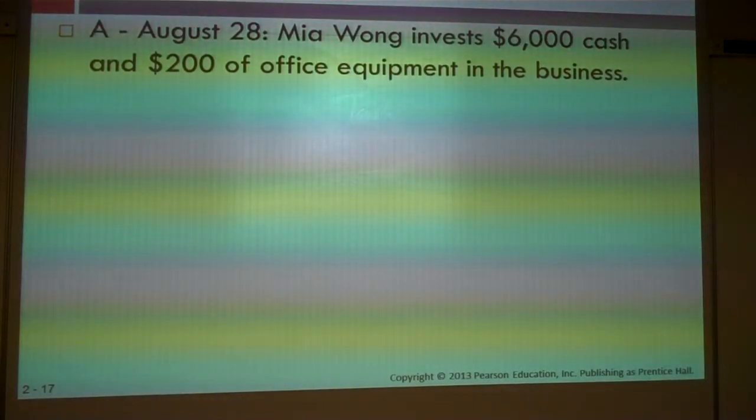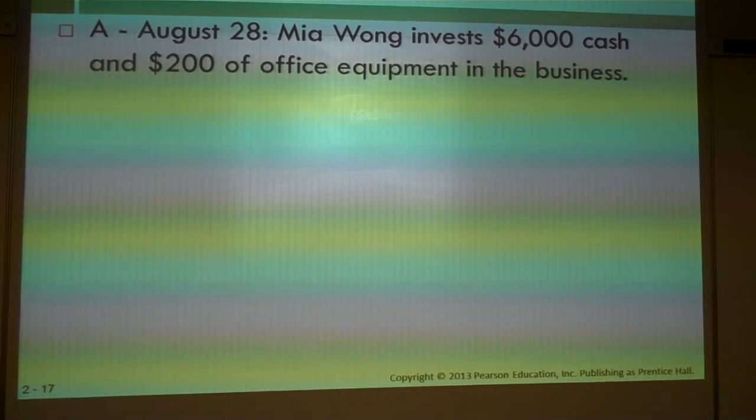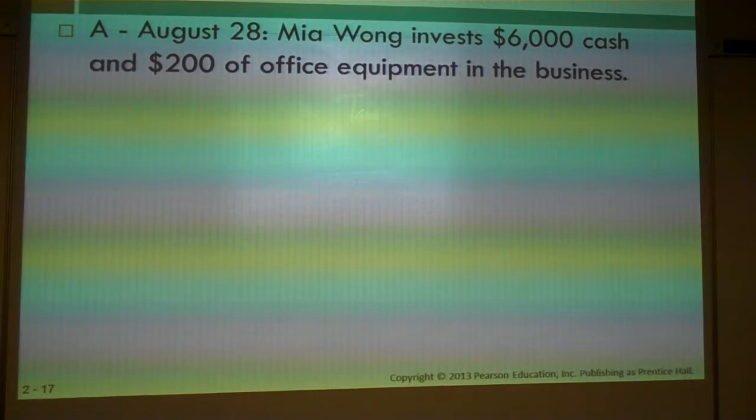Let's look at this first transaction, August 28th. Mia Wong invests $6,000 cash and $200 of office equipment in the business. What accounts are affected? Cash, office equipment, and Mia Wong, capital. Right? What's the category? Cash is what? An asset.